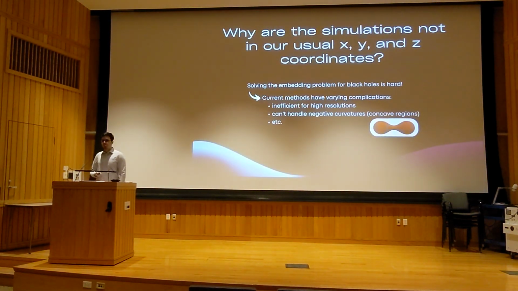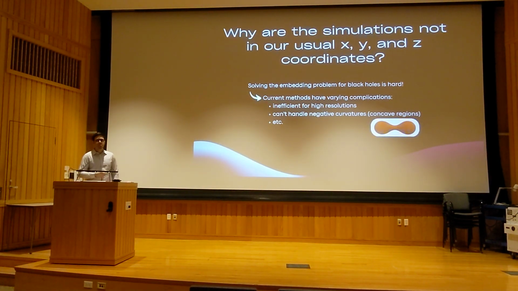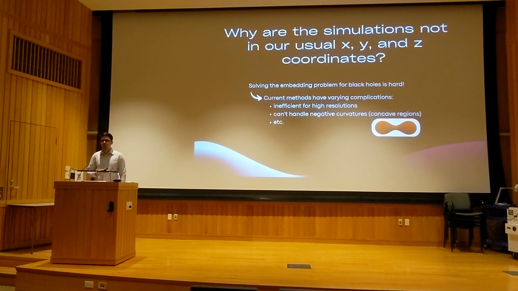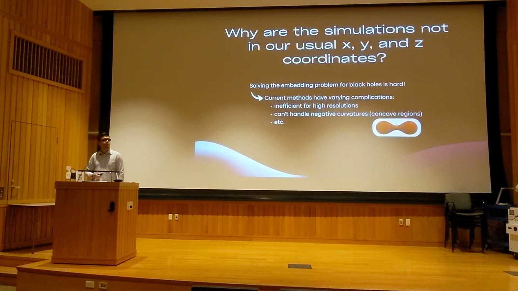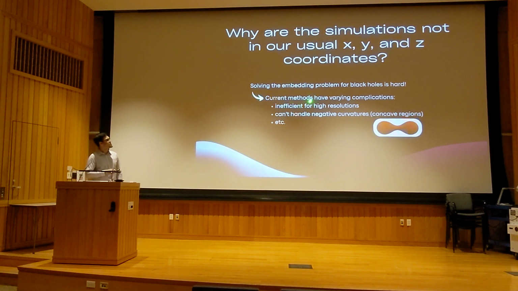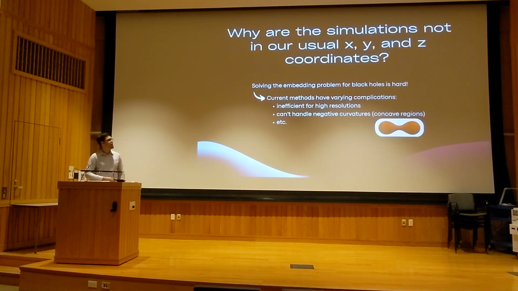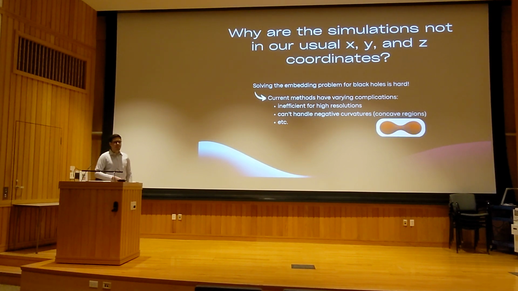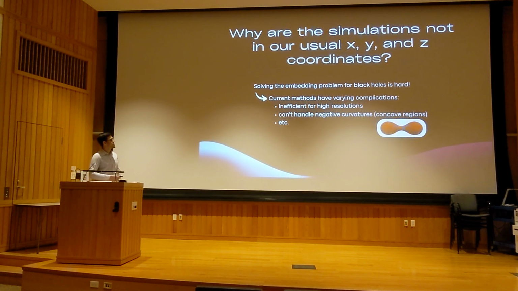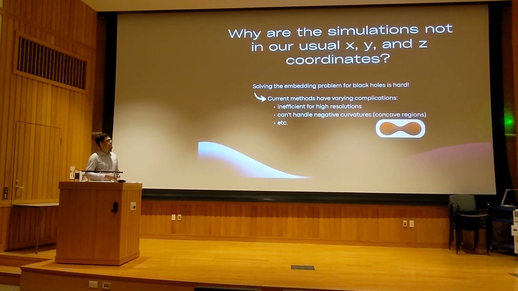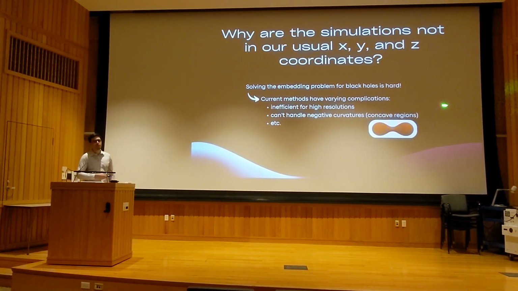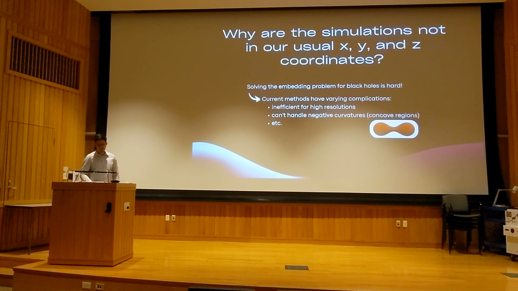And if we can choose any coordinate system, why don't we just choose the usual ones that we are used to? Why don't we just use x, y, and z? Well, that's because to use these coordinates, we need to solve the embedding problem, and it is hard. There are many methods that try to solve this problem, but some of them are inefficient, and they also can't handle negative curvatures. And this just means concave regions, just like the peanut shape that we just looked at.